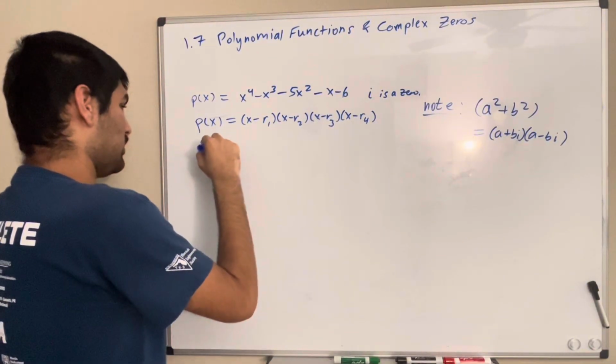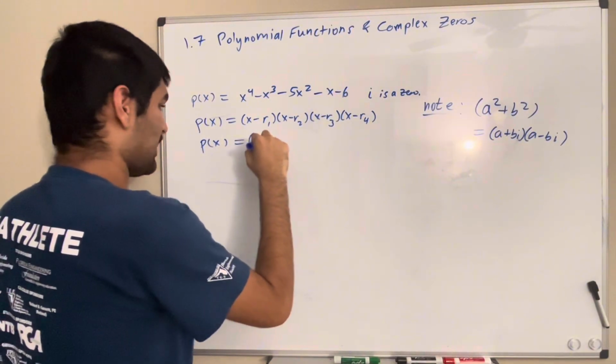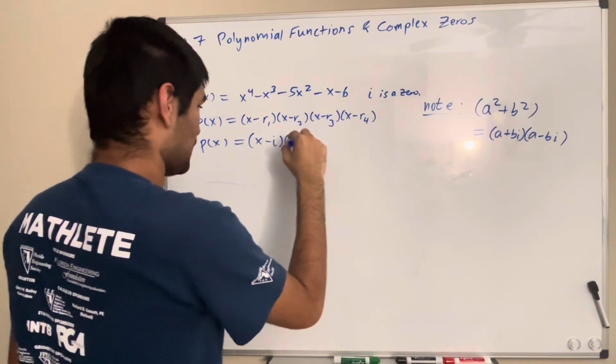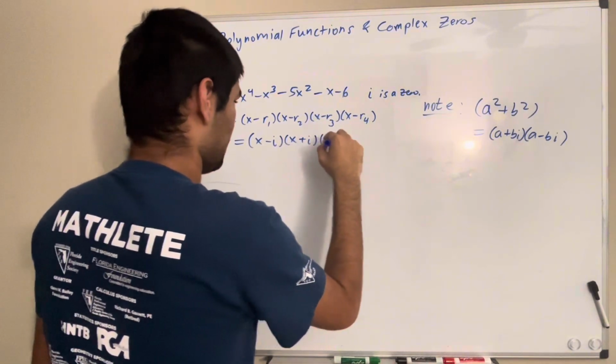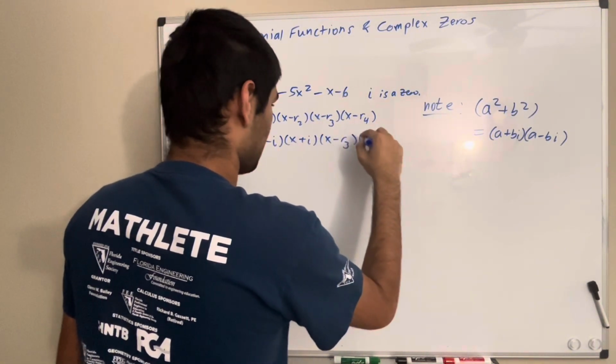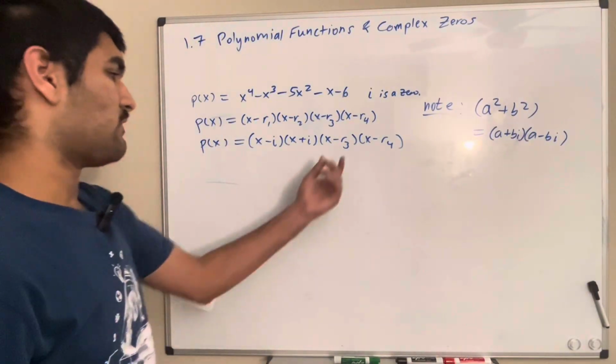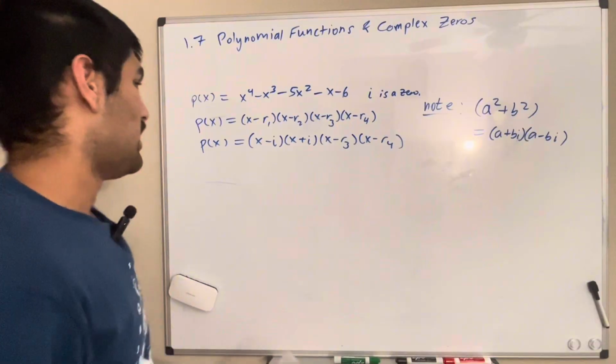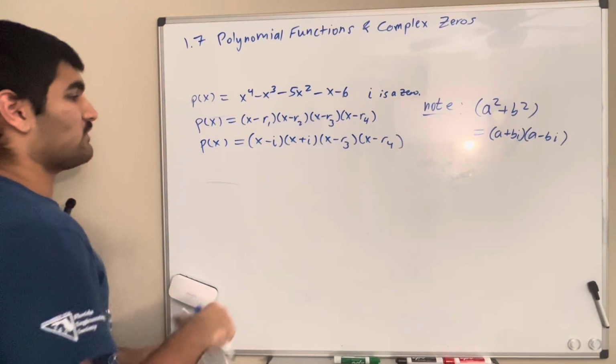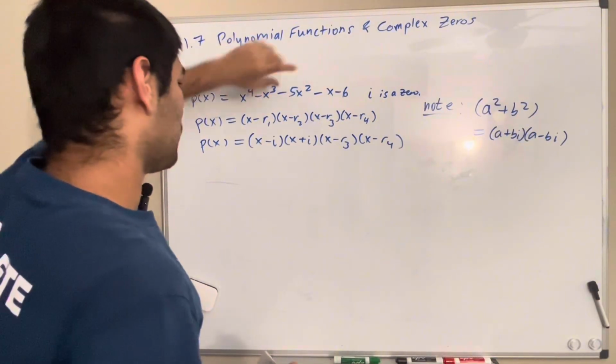So we can plug that in, so we get x minus i, and then x plus i, and then you have x minus r3, x minus r4. And now it's just a matter of finding these 2 factors. And we can do that by simply dividing the original polynomial by this.